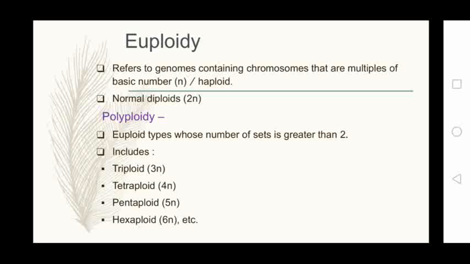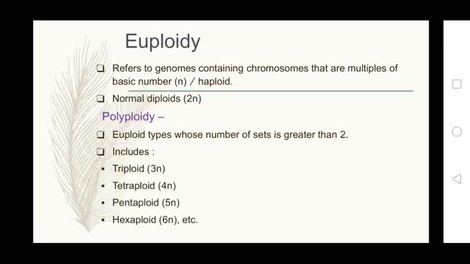A term known as polyploidy. Polyploidy means these are euploid types whose number of sets is greater than 2. That is, we have the normal diploid condition having 2n number of chromosomes. If any organism carries a chromosomal set more than 2, that organism is known as polyploid. So polyploidy includes different types.